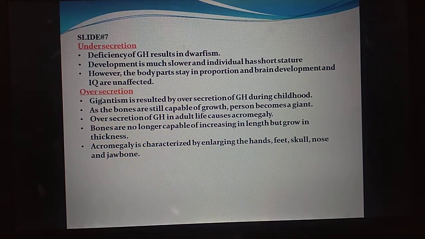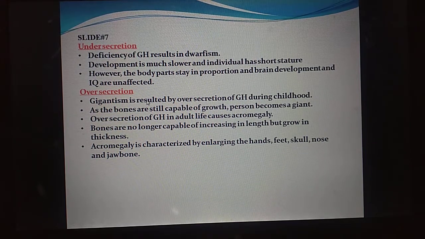जी. Oversecretion of the growth hormone leads to gigantism. Gigantism results from the oversecretion of the growth hormone during childhood. जी, जिसको हम कहते हैं कि बहुत ही ज्यादा दराज कद का. फॉर एग्जाम्पल, अगर आपको याद होगा आलम चन्ना, जी, वो भी बहुत दराज कद के थे, और हम कहते हैं कि that situation was called gigantism. As the bones are still capable of growth, the person becomes a giant, मतलब बहुत ज़्यादा दराज कद का हो जाता है.